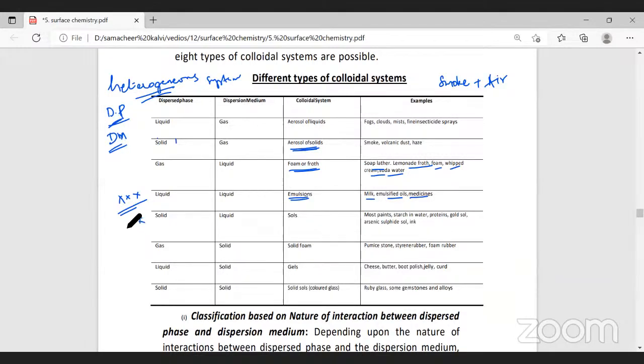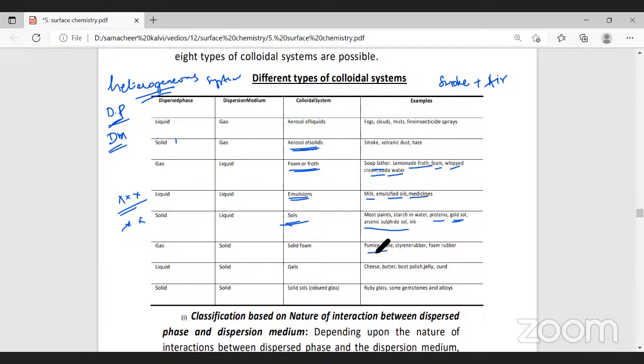The next is also important. If the dispersed phase is solid and the dispersed medium is liquid, it is called a sol, S-O-L. So what is a sol? A sol is a colloidal system in which the dispersed phase is solid and the dispersed medium is liquid. Examples: paints, starch and water, proteins, gold sol, arsenic sulfide sol. All these are examples of a sol. And next, gas is the dispersed phase and solid is the dispersed medium. It is called a solid foam.